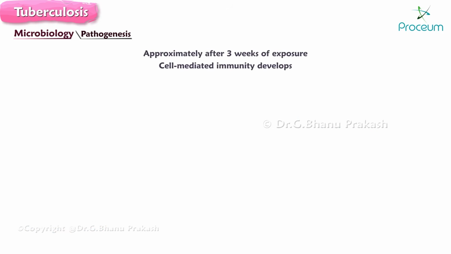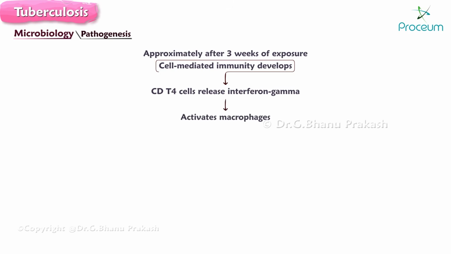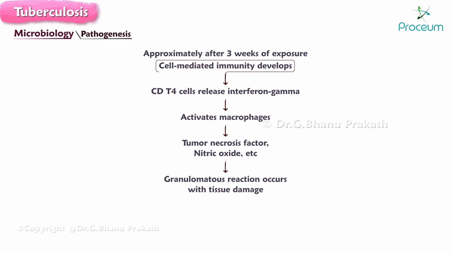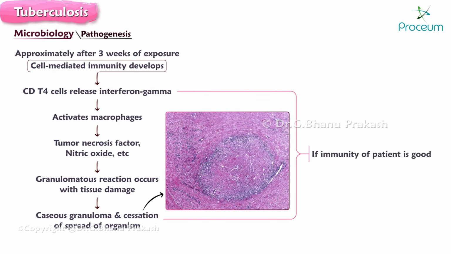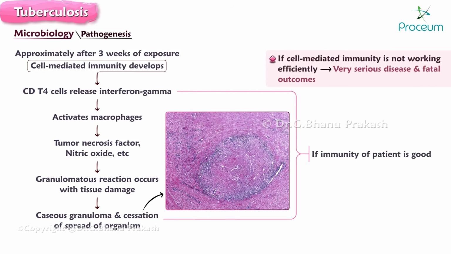Approximately after 3 weeks of exposure, cell-mediated immunity develops, and CD4 cells release interferon gamma, which activates macrophages, which in turn mediate the release of tumor necrosis factor, nitric oxide, etc. By a complex interplay of immunity, a granulomatous reaction occurs with tissue damage, forming a caseous granuloma and causing cessation of the spread of the organism. All this will happen if the immunity of the patient is good, but if any part of cell-mediated immunity is not working efficiently, it leads to very serious disease and even fatal outcomes.